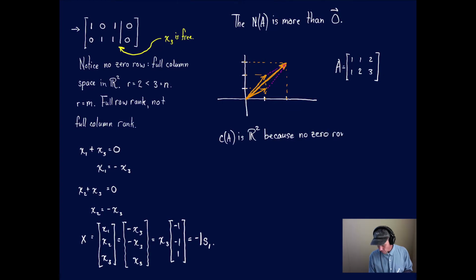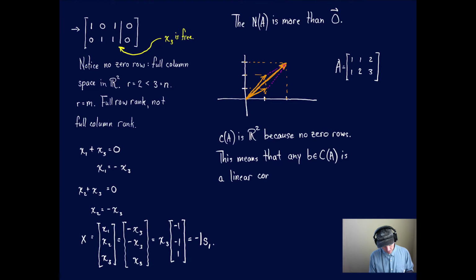So what does this mean? This means that any b in the column space, which is all of R2. That's right. You could pick any vector and we could get there. This means that any b in the column space is a linear combination of the columns of A.